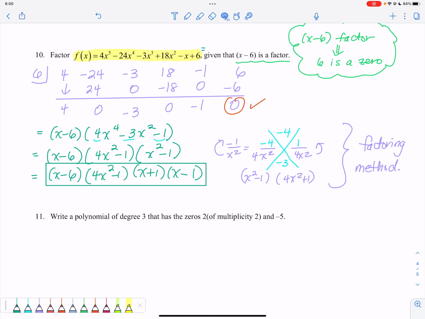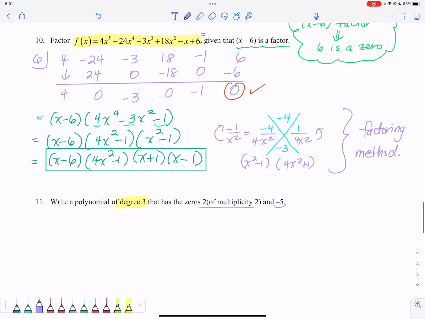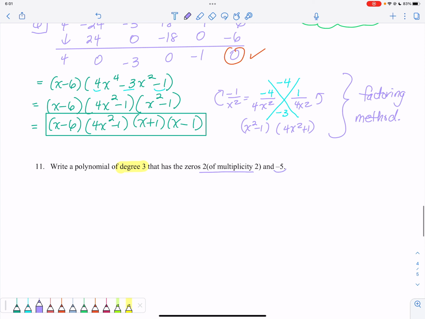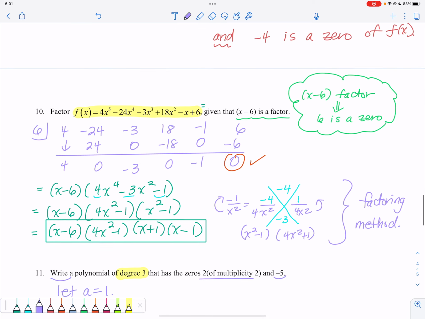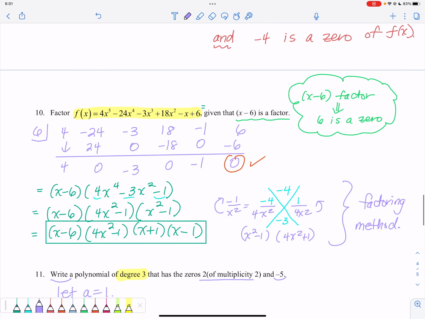Okay, so now let's look at number 11. We're going to write a polynomial of degree 3 that has these zeros: the 0 2 of multiplicity 2, and also negative 5. So it says write a polynomial, so we can just let a equal 1 if we want. We haven't been given any more information.